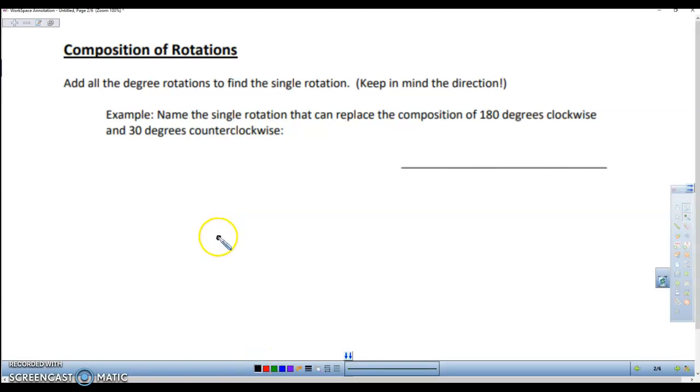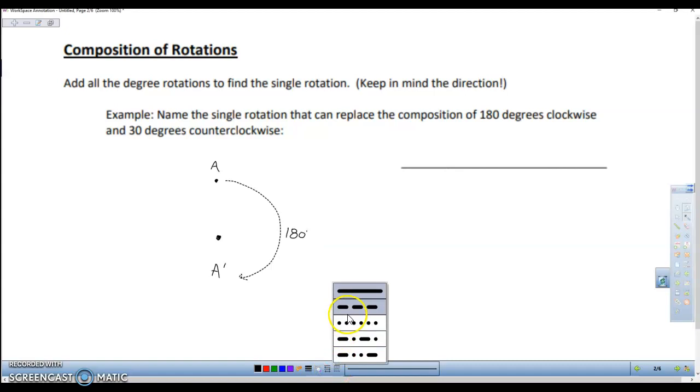So let's say we're going to rotate around this point here, and I've got point A. So first thing I'm going to do is rotate 180 degrees clockwise. So that will put A prime right here. That was 180 degrees. And then the next thing is to do 30 degrees counterclockwise. So this time I'm going to go backwards 30 degrees. And that will make that A double prime.